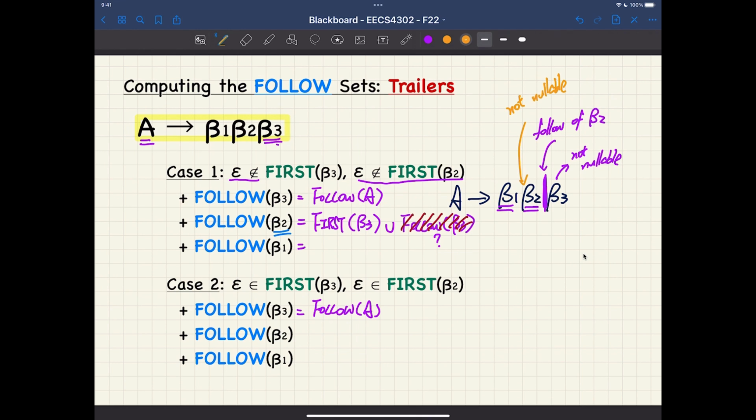Okay? Given that it's not nullable, the only thing we include would be just the first of beta 2. Okay? Just that. This is more like an extreme case where somehow for every symbol over here, its next symbol is simply just not nullable, so that you cannot really accumulate the trailer from the algorithm. Okay? That's something you will see when you study more closely on the algorithm.